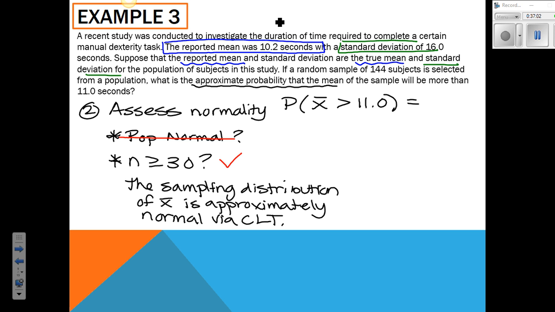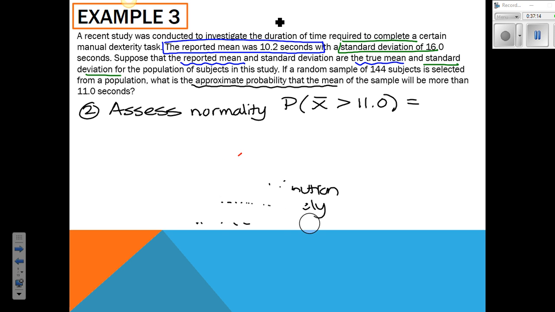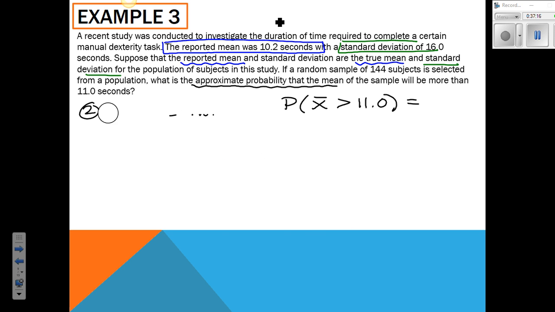That's good there? So now, what does that give us the ability to do? Normal CDF, inverse norm, all those cool things in our calculator to be able to calculate probabilities on the normal curve, right? So we had to at least check that normality thing. All right, what are we doing for number 3?